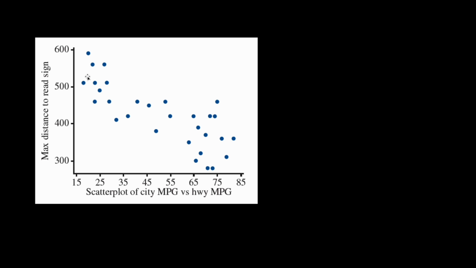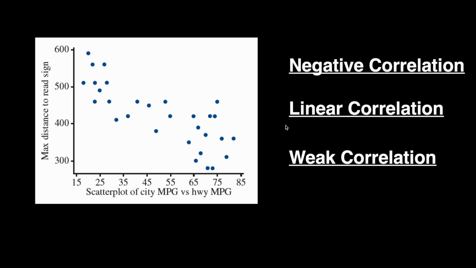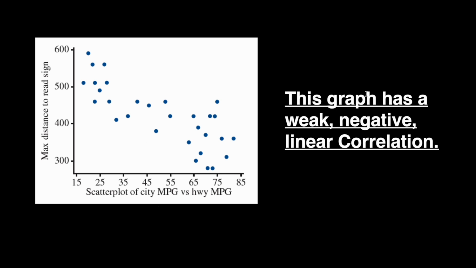What about this one? This one has dots all over the place, so we could already say that it's probably a weak correlation. It's not following any real pattern. It's negative. You can see that it's going down, so it's negative. And it's also linear. There's no big curve to it. It follows a fairly straight line. You can see the pattern, but it's not very obvious. So we would describe this as having a weak, negative, and linear correlation.